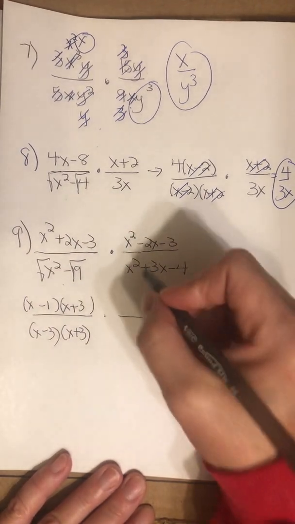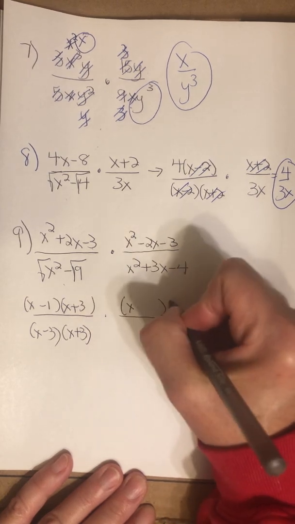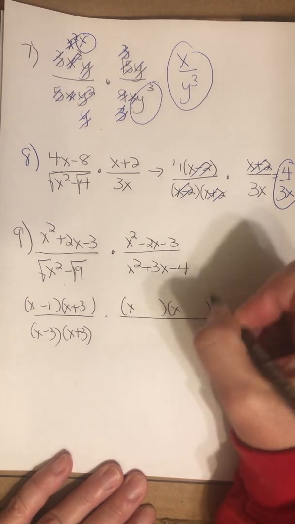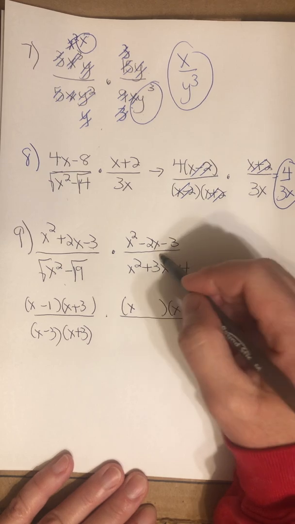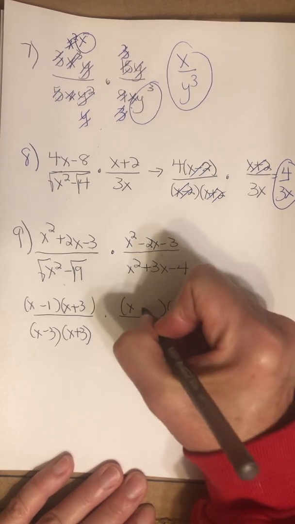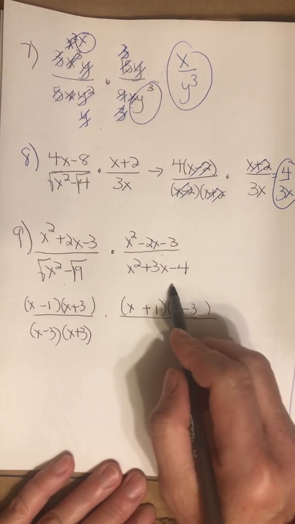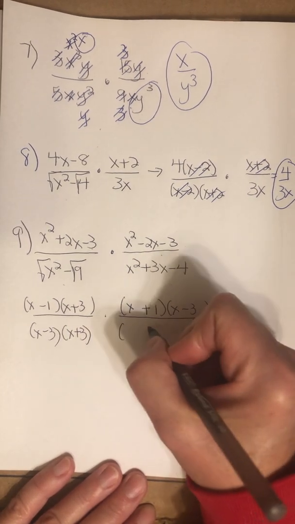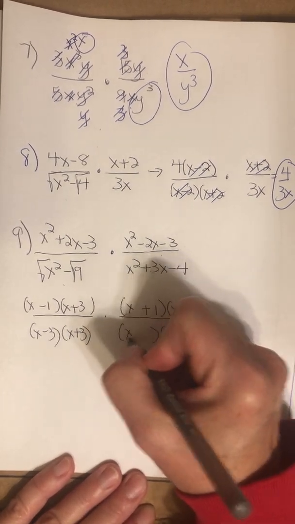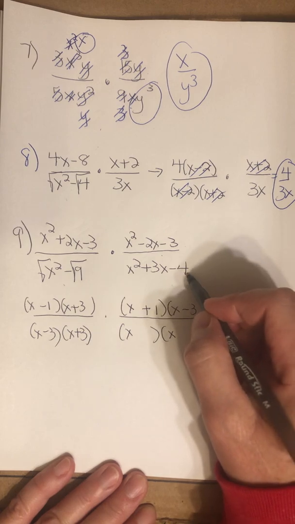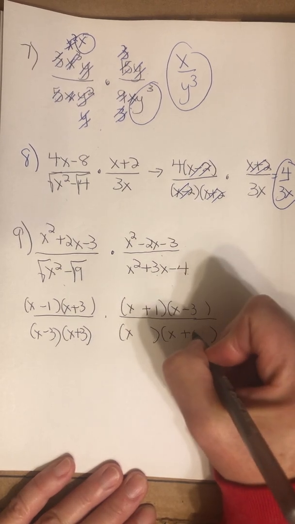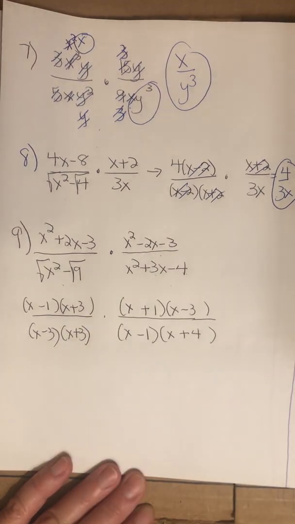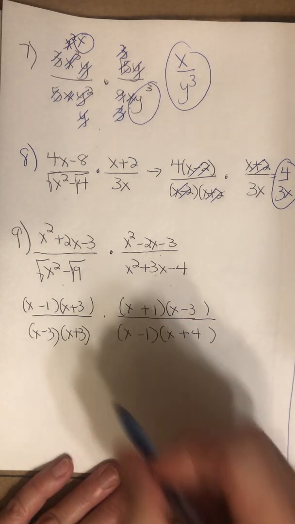Numerator on the right. I've got my x squared, so x and x. Two numbers that multiply to negative 3 and add to negative 2, that would be a negative 3 and a positive 1. Denominator on the right, I've got x squared, so just x and x. Two numbers that multiply to negative 4 and add to 3, let's see, positive 4 and negative 1. Excellent. Let's do our canceling.